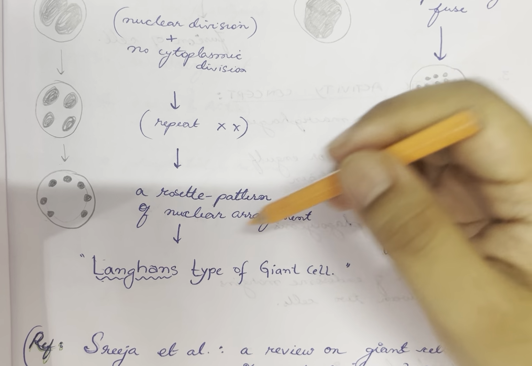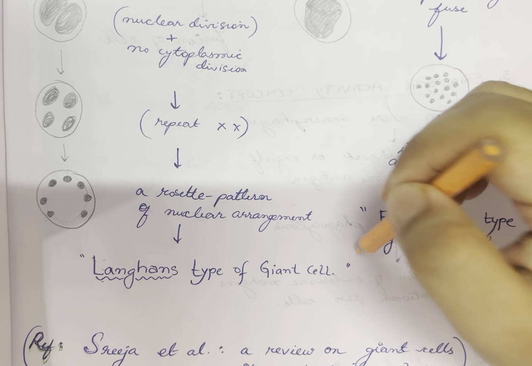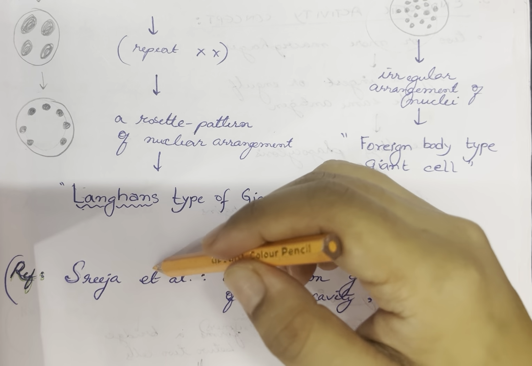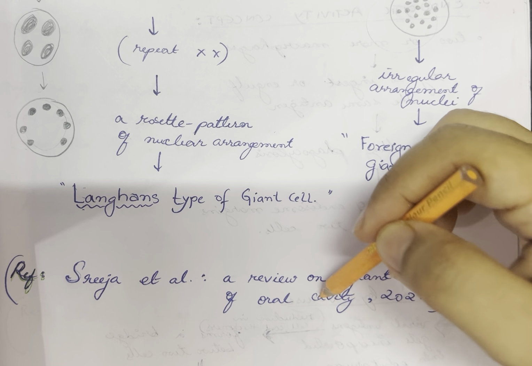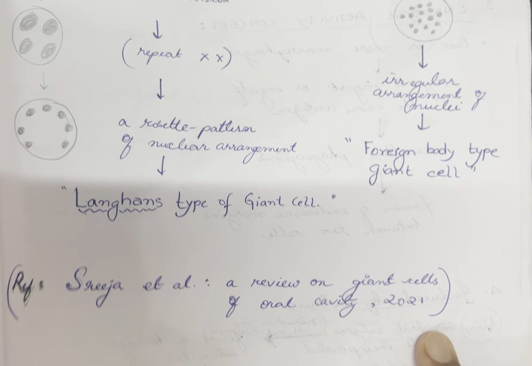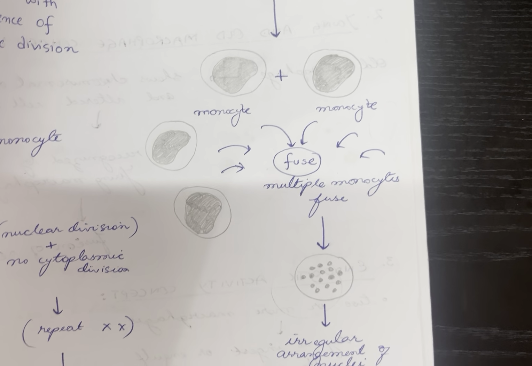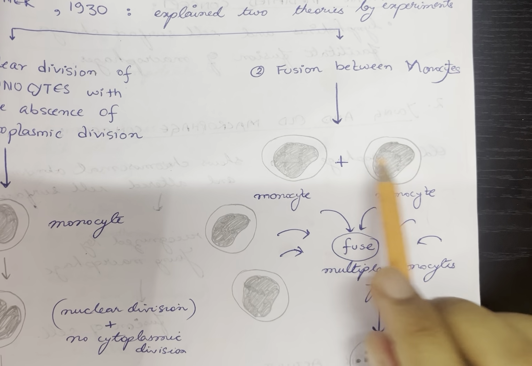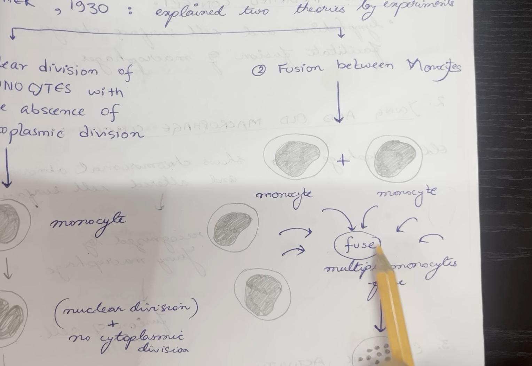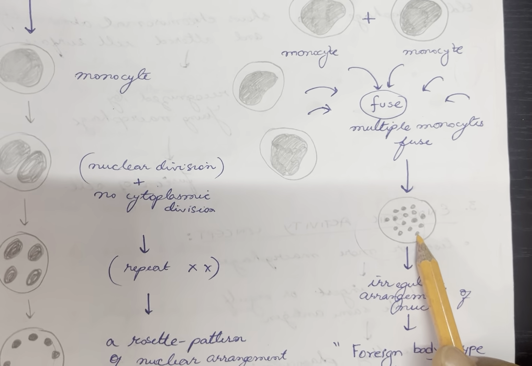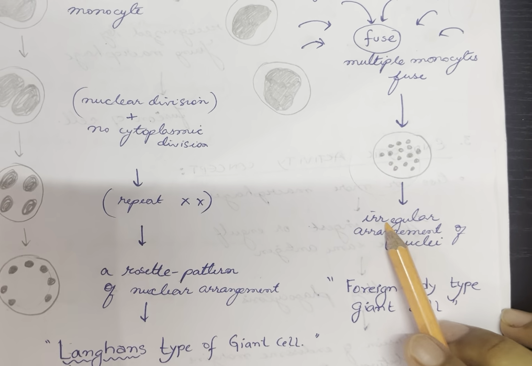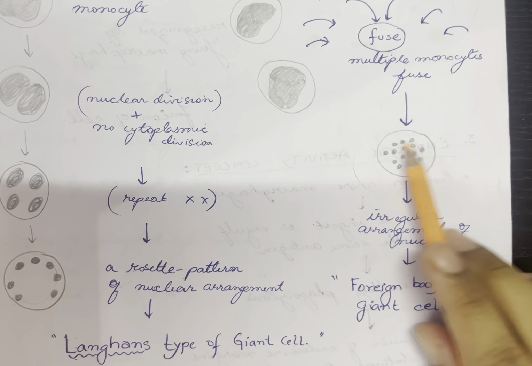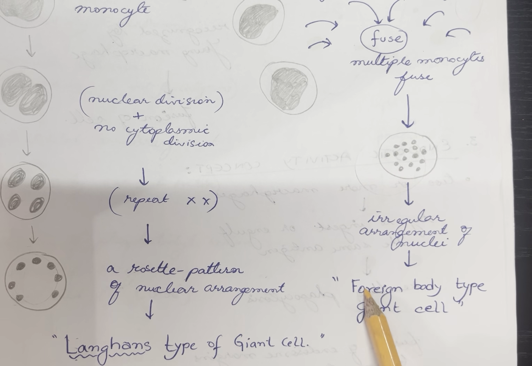arrangement is seen. This is seen in Langhans type of giant cell. It was given by Shrija et al., A review on giant cells of oral cavity, 2021. Now what happens in fusion between monocytes? Two or more monocytes fuse, and because they are fusing, there is irregular arrangement of nuclei all over the cell, like in the foreign body type of giant cell.